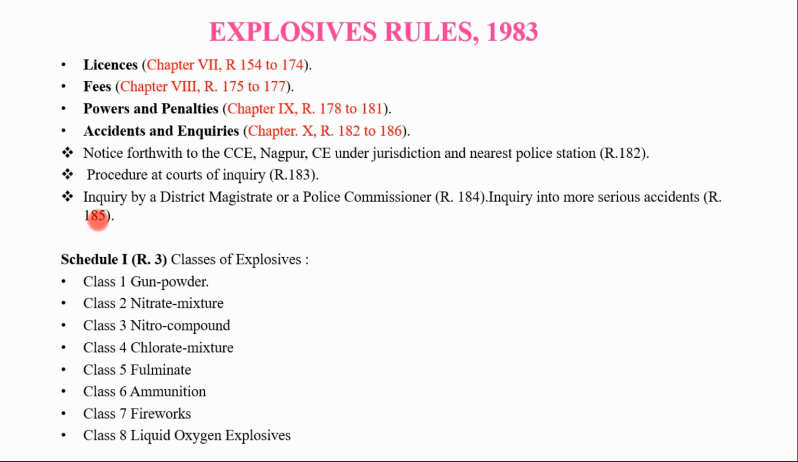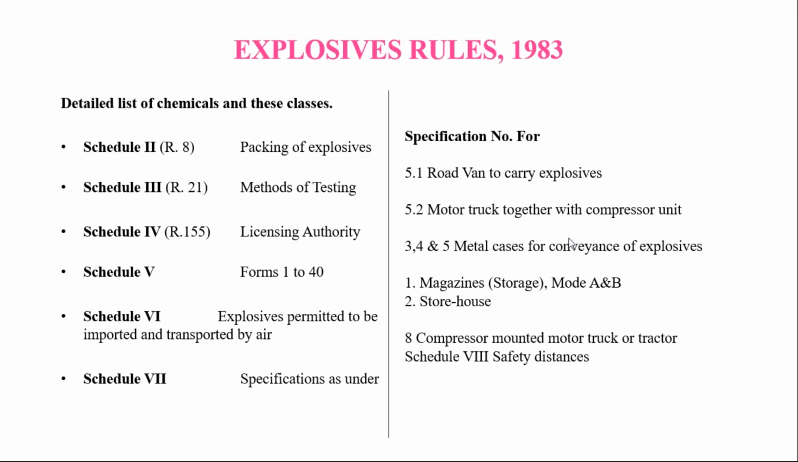Then there are some schedules. Schedule 1 with reference to rule 3, there are different classes of this explosive. That is class 1 gunpowder, class 2 nitrate mixture, class 3 nitro compound, class 4 chlorate mixture, class 5 fulminate, class 6 ammunitions, class 7 fireworks, class 8 liquid oxygen explosive. So these are the different classes under schedule 1.